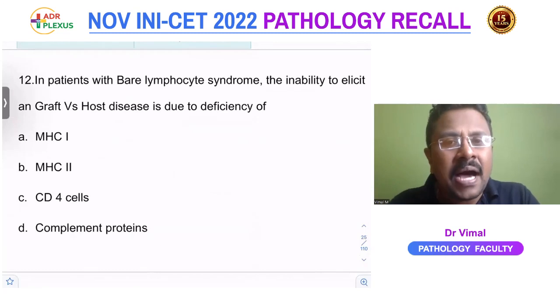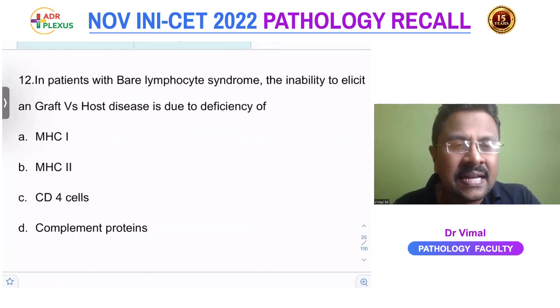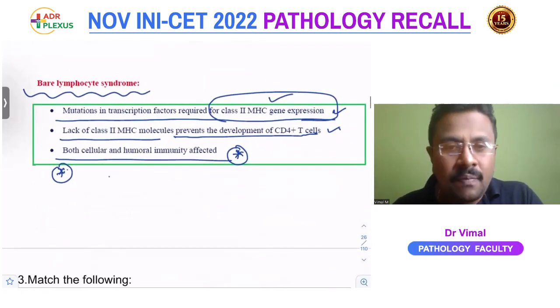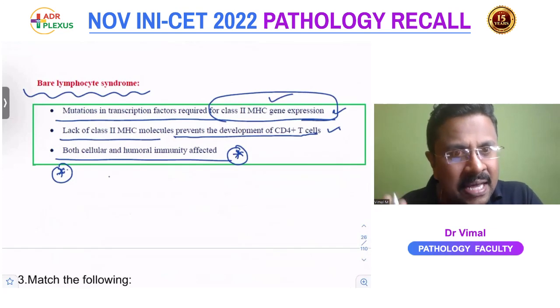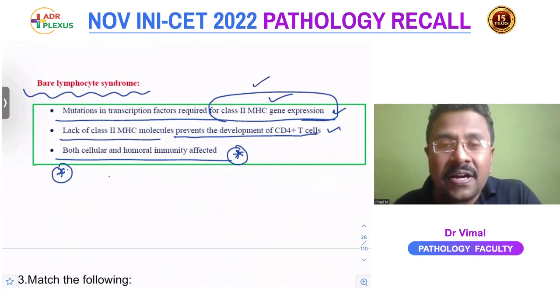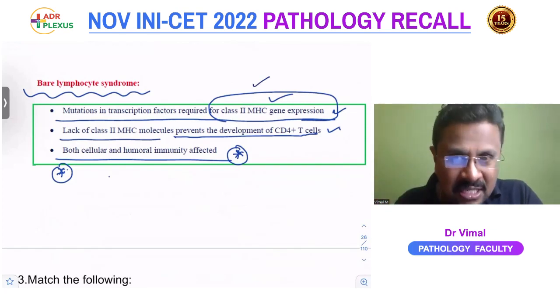In patients with bare lymphocyte syndrome, the inability to elicit graft versus host disease is due to the deficiency of. So before solving this question, let's see the notes we have given in our workbook. Bare lymphocyte syndrome is nothing but a mutation in the transcription factors required for the class 2 MHC gene expression.